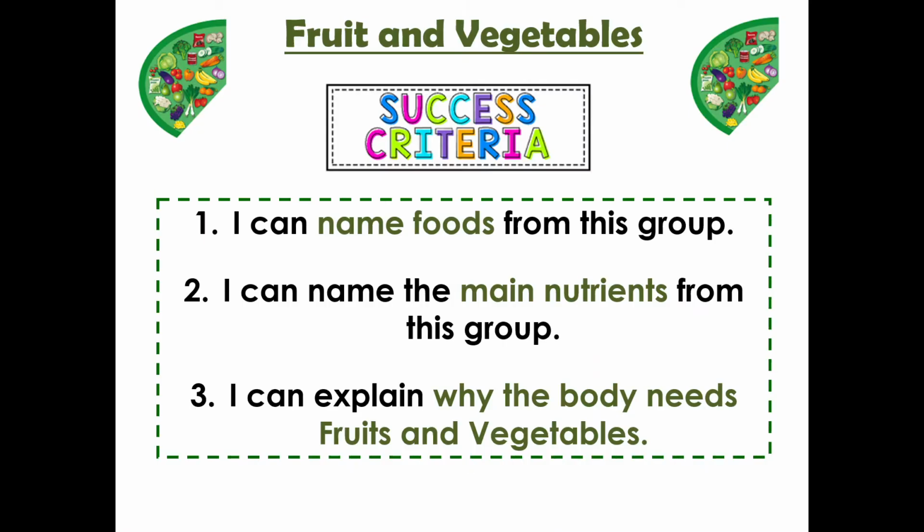So the one we're going to start with, probably the simplest one, is fruit and vegetables. Okay, so for each section, you first of all need to be able to name some foods from that food group. You need to give us the main nutrients that we get from this food group and explain why the body needs these foods, so in this case fruit and vegetables.